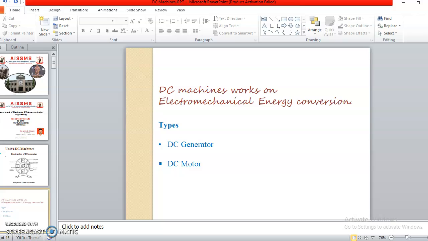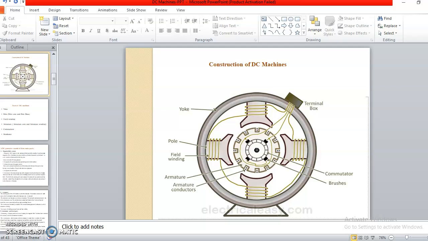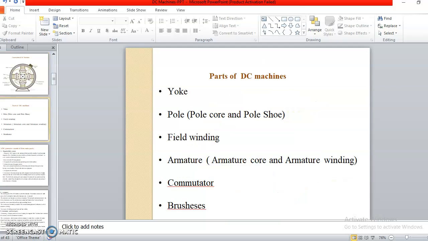The construction of both DC generator and DC motor basically remains the same. Just look at the construction of a DC generator, where we have the yoke, which is the external covering, field winding, commutator, pole shoes, shaft, armature, interpoles, etc. These are the important parts of DC machines. We'll see them one by one, and we'll understand the operation. First of all, what are the functions of these parts?